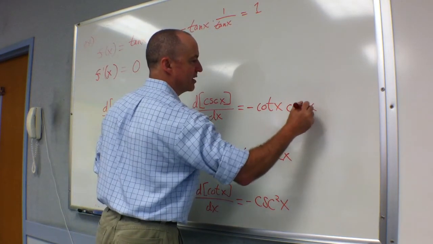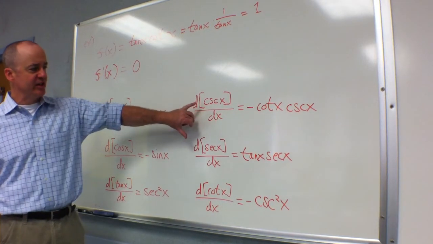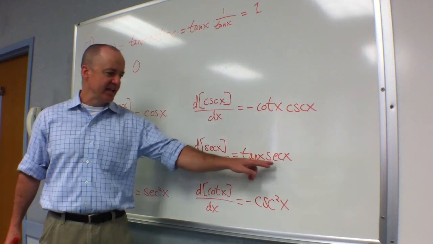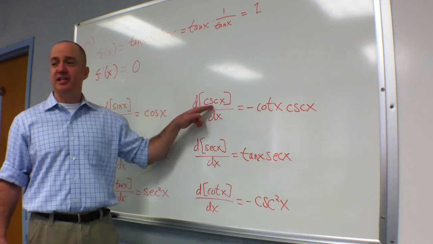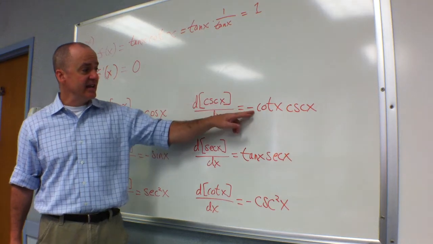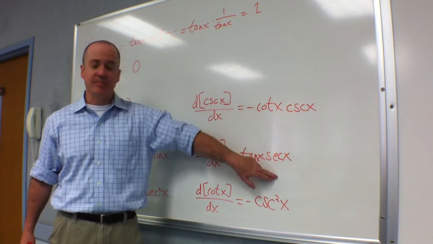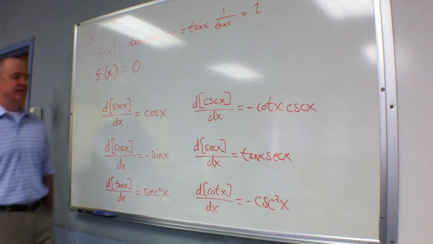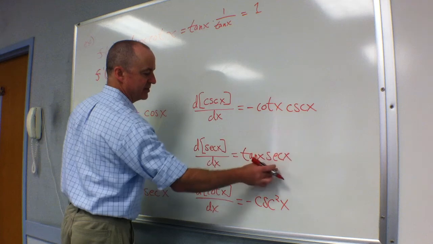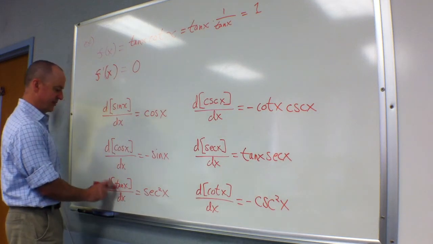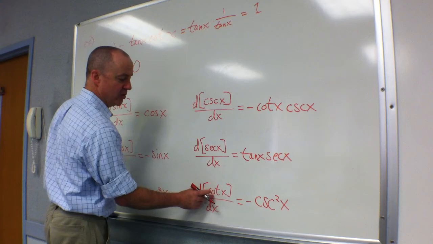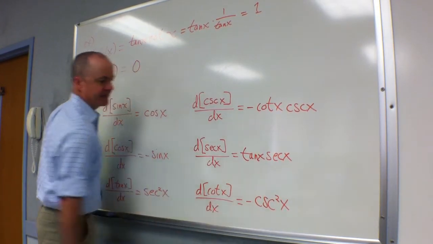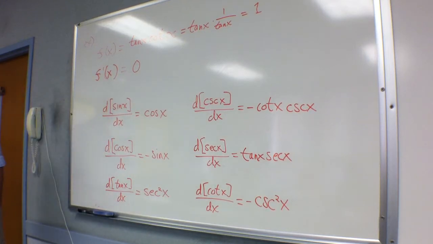Seems like between the complementary functions, the derivatives, okay, derivative of secant is tangent secant x. Derivative of cosecant, which is the complement of secant, is the negative complement of tangent times the complement of secant. Derivative of tangent is secant squared x. Derivative of cotangent, the complement of tangent, is the complement of secant squared, but made negative, and also squared.